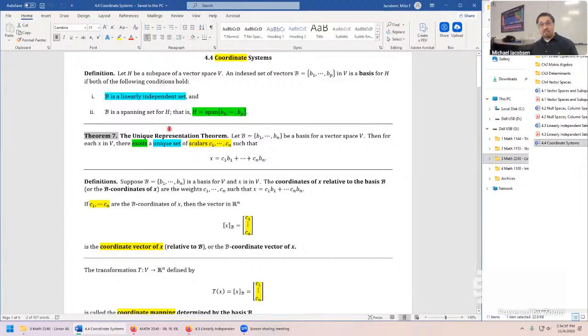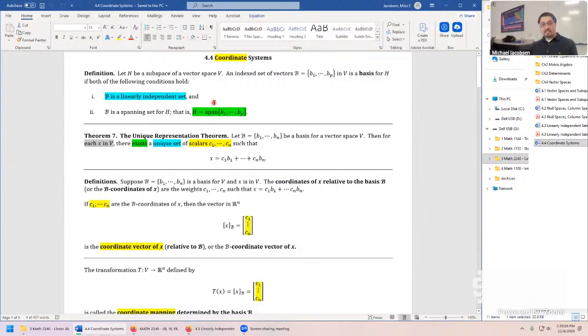The unique representation theorem says, if you have a basis, here's the basis, we use the script B or cursive B to indicate it. If you have a basis for a vector space V or a subspace, then for every single vector X that you pick in that vector space, there exists a unique set of scalars, C1 through Cn, so that you can write X as this linear combination.